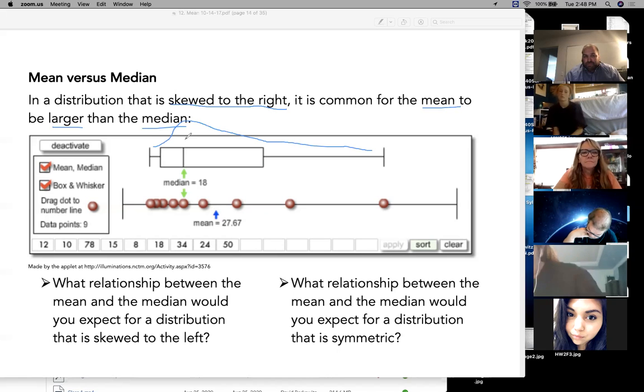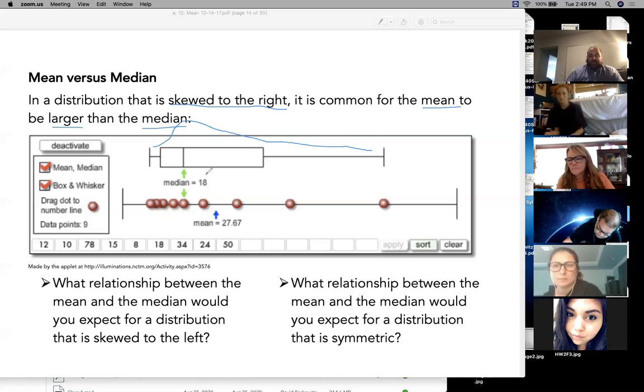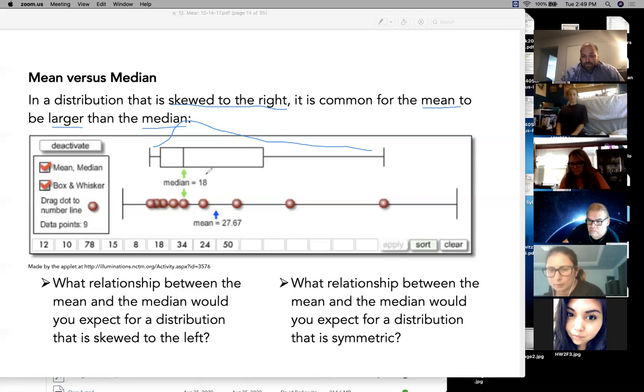The graph rises quickly here and then takes a long time to drop off on the right side. So we have a skew to the right distribution. The median is at 18. The mean is pulled to the right. And if it's skewed left, it will be exactly the opposite, right? If it's skewed left, the mean will be pulled more to the left and be lower than the median. Does that make sense? Okay, the mean is pulled in the direction of skewness more than the median.